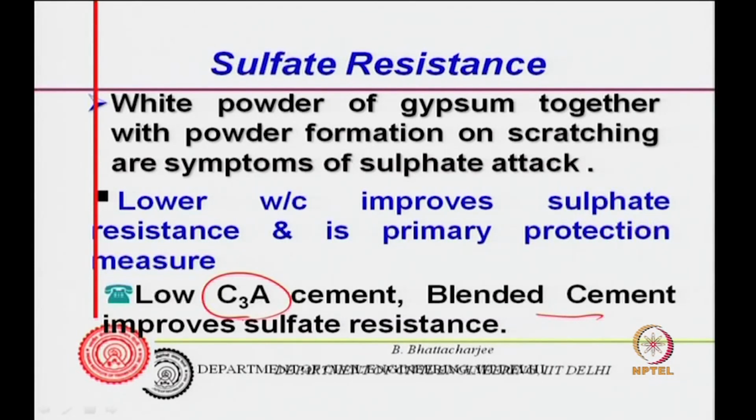If it was 8%, it will now become 5.6%. If I am using about 50% slag in the blended cement, that is your Portland blast furnace slag cement, then 8% C3A was there originally, and now it will become 4% C3A. So, there is a dilution effect straight away, and that improves the sulphate resistance. Besides, pozzolanic or blended cement normally has a better microstructure, it solidifies the whole thing, and therefore they improve the sulphate resistance.